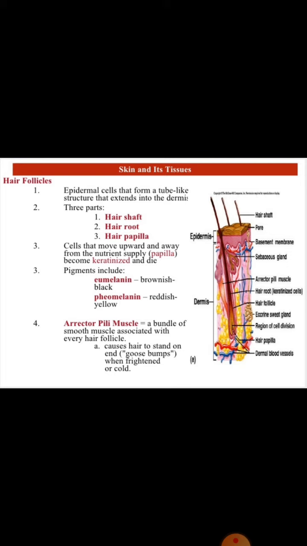Then erector pili muscles, a bundle of smooth muscles associated with every hair follicle, cause hair to stand on end, goosebumps when frightened or cold. So some smooth muscles are also present with hair follicles that are helpful to stand hair on end when frightened or cold. When you are scared or feel cold, your goosebumps stand up.